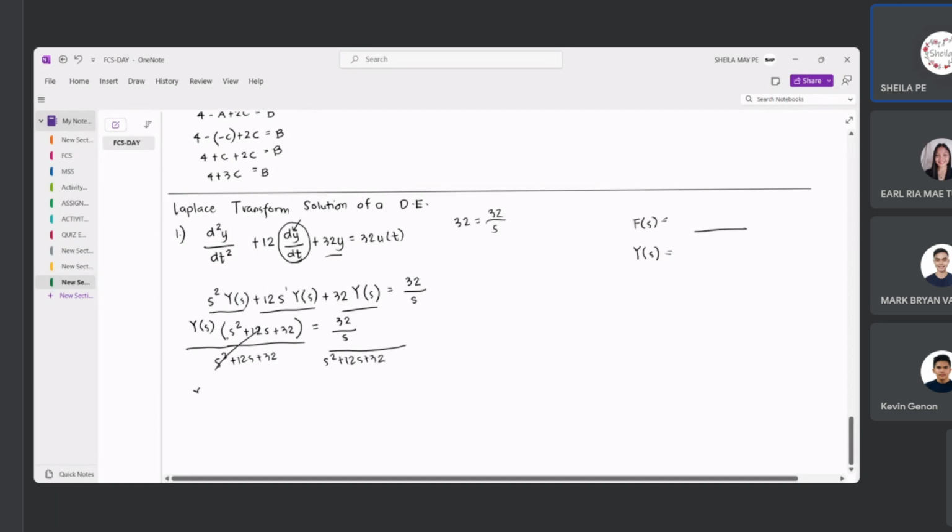So what remains is y of s equals 32 over s, over s squared plus 12s plus 32. Since we divided, there is an invisible 1 there. So that would be 1 over s squared plus 12s plus 32. So that's 32 over s times s squared plus 12s plus 32.